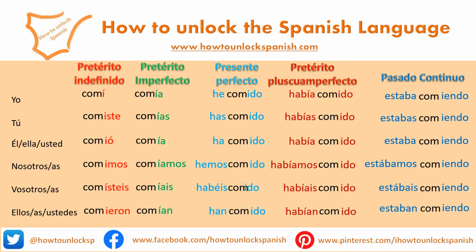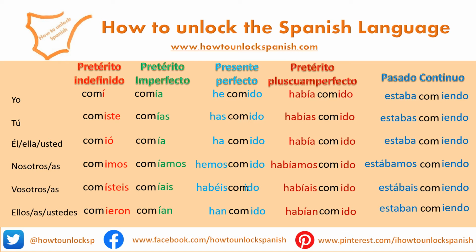This verb haber is like an auxiliary verb we use to form two words, forms of verbs. And then the second word is going to be comido, because I have to take out er and add ido.